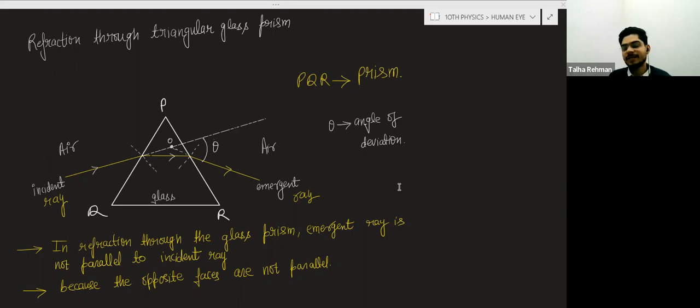And why is there bending in refraction? Because in different media the speed of light is different. That is why there is a deviation. Light changes its path. Why? Because the speed of light in different media is different. In air it is 3 into 10 to the power 8 meter per second. In glass it will be less than that.